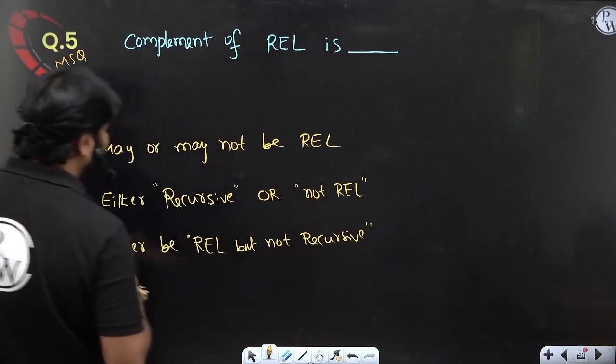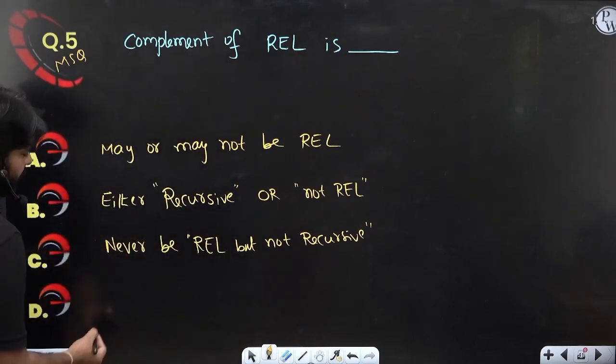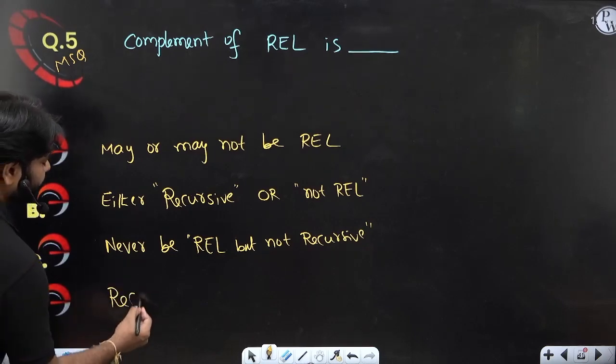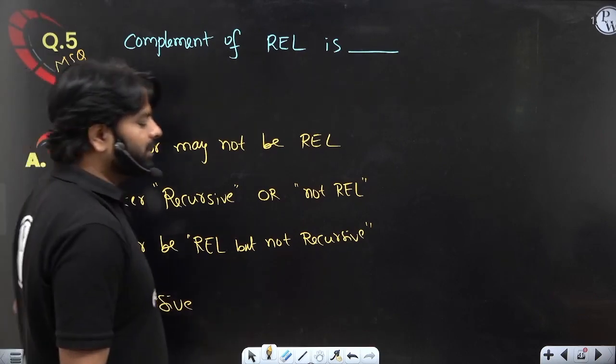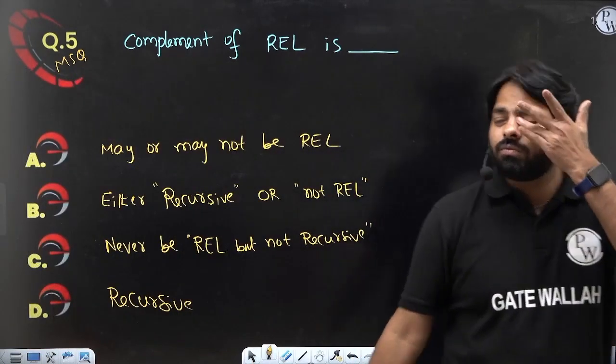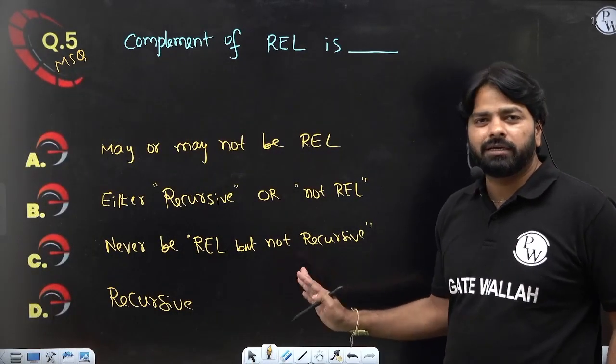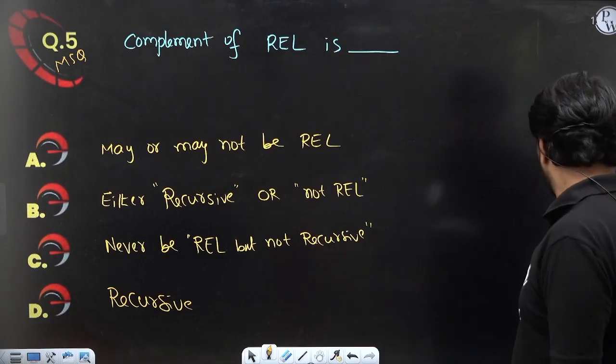So what will be the complement of it? Option D is recursive. So which one will be the right option? It is MSQ. Again, more than one option could be correct. So cross check the statements.